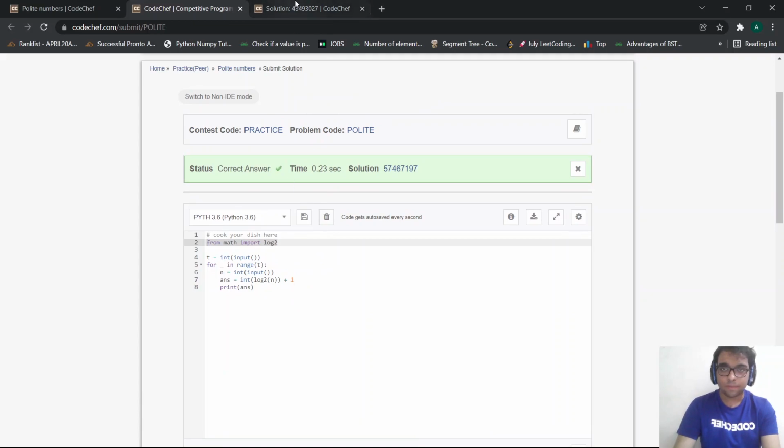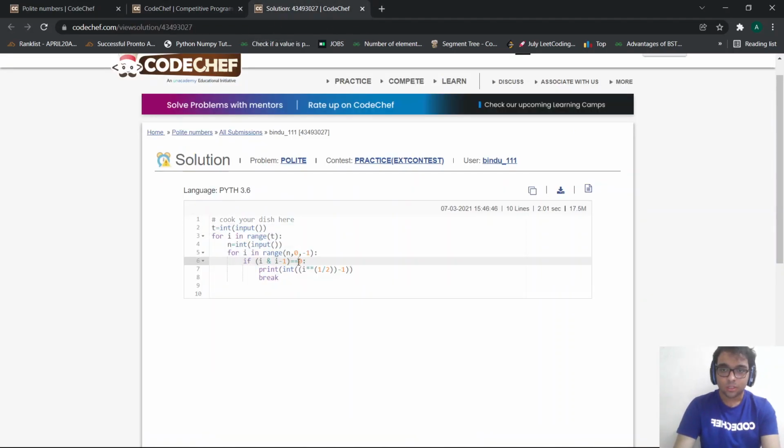Let me show you one of the solutions where people could go wrong in this problem. As you can see, this person received a time limit exceeded verdict, and that was because this person wrote a brute force approach from n to 0. This is an O of n approach, and since our n in the constraints was 10 power 18, this person received a time limit exceeded error. So whatever code you are writing, you should take care of what the constraints are and what the required time complexity for the code is.